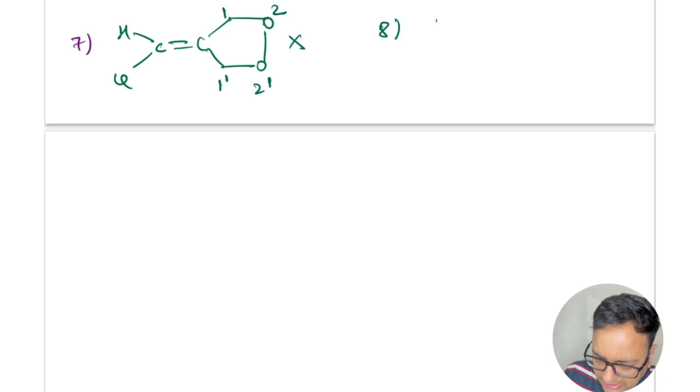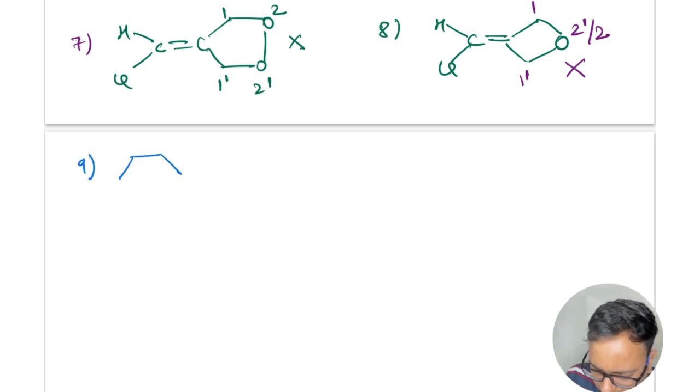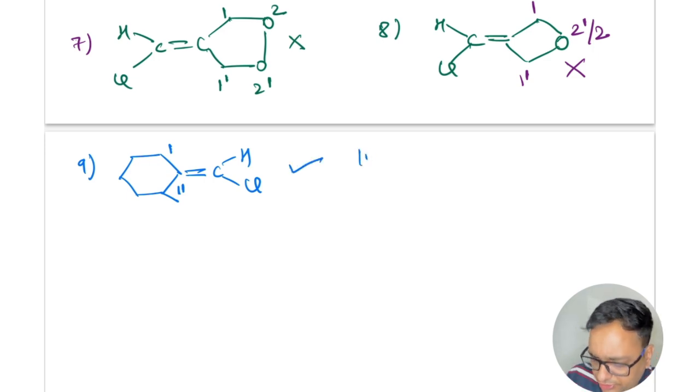If we look at the eighth problem, we have HCl double bond. This type of compound we have, and so it will also not show. 1 and 1 dash are the same, and 2 and 2 dash are the same, so it will not show geometrical isomer, because both the valencies are the same. Okay, if we look at the ninth problem, we have the compound double bond C, H and Cl. Now 1 and 1 dash are different, so it will show geometrical isomer.